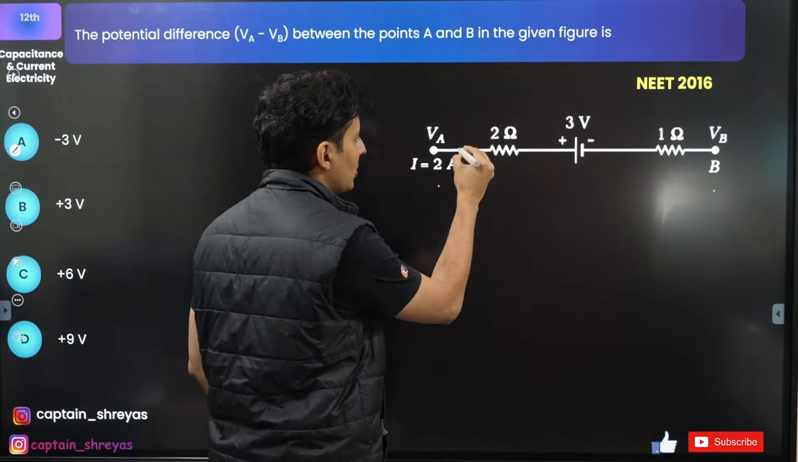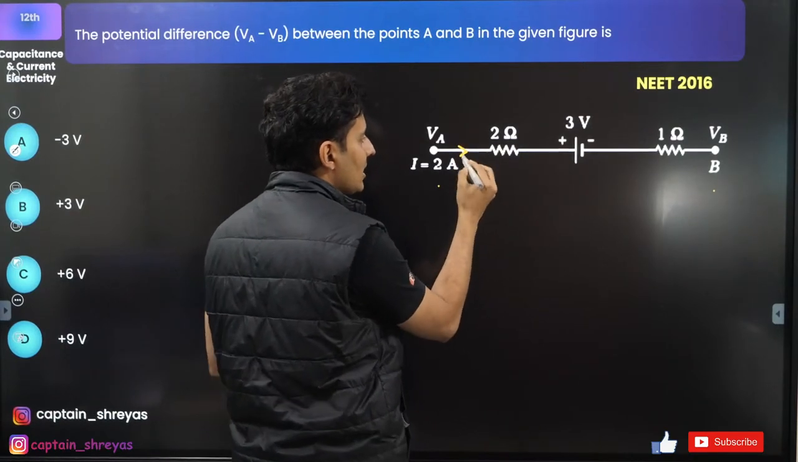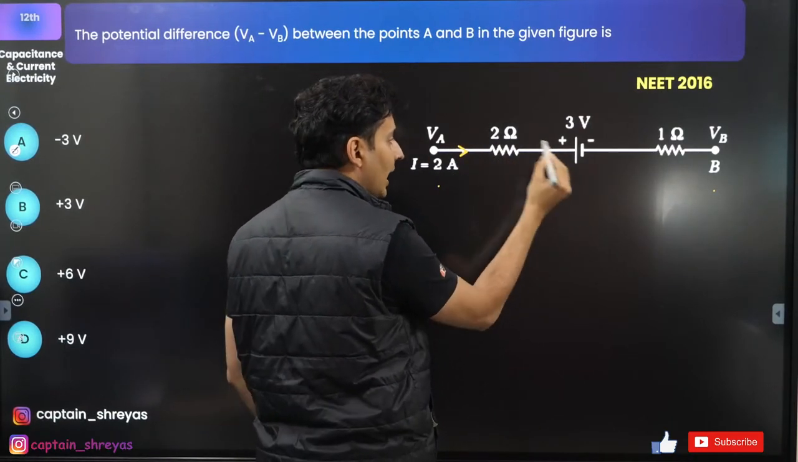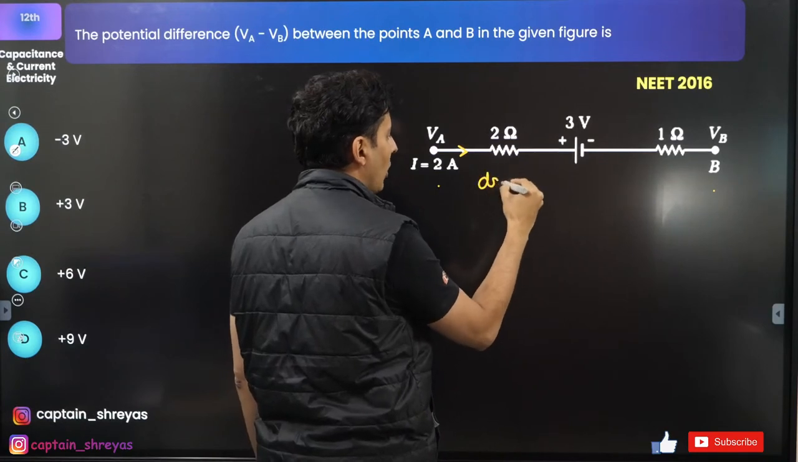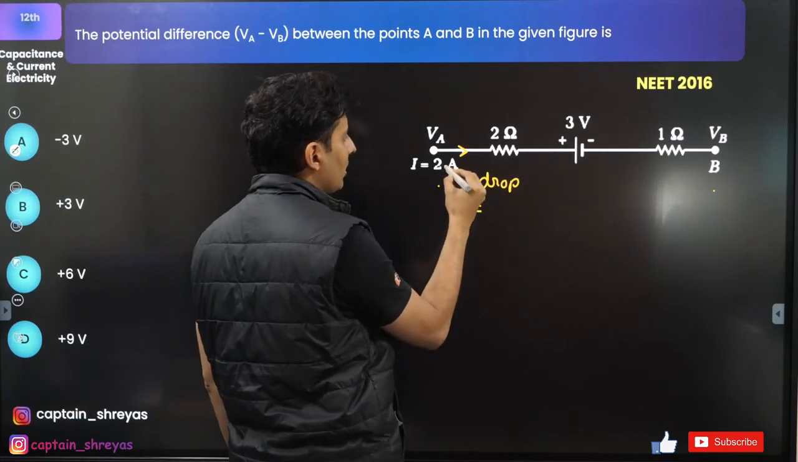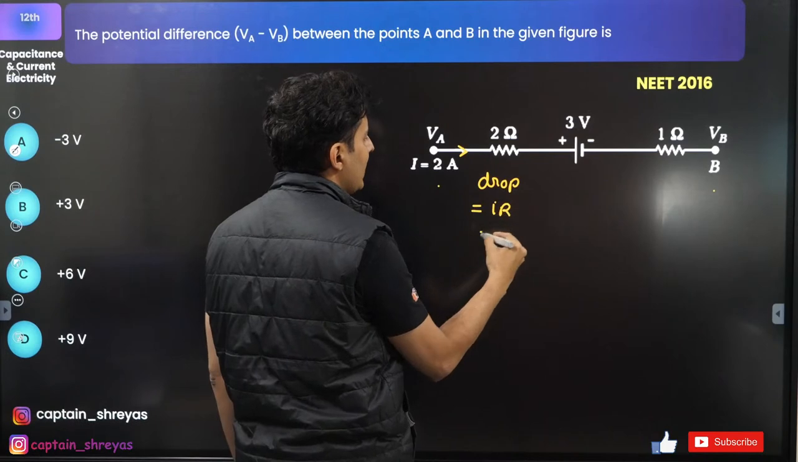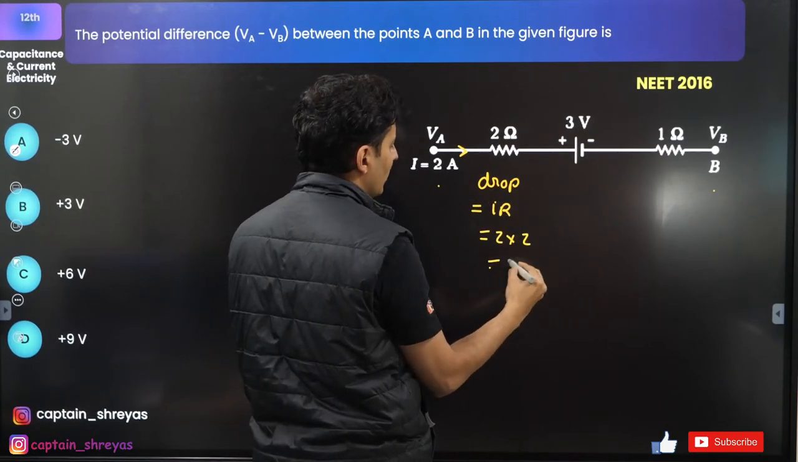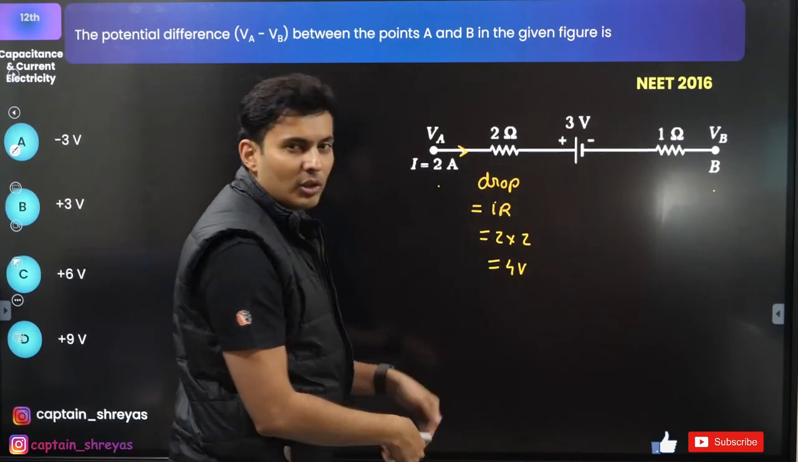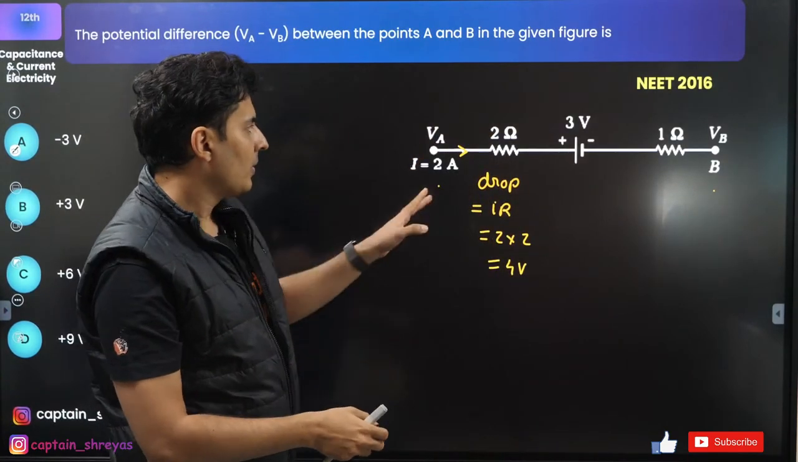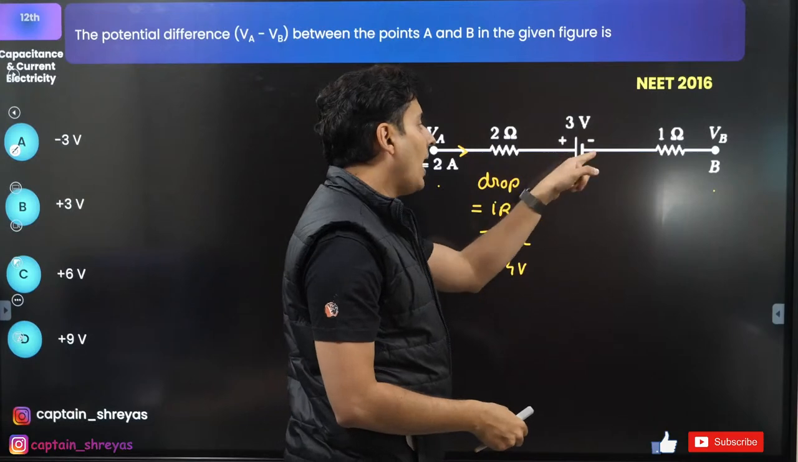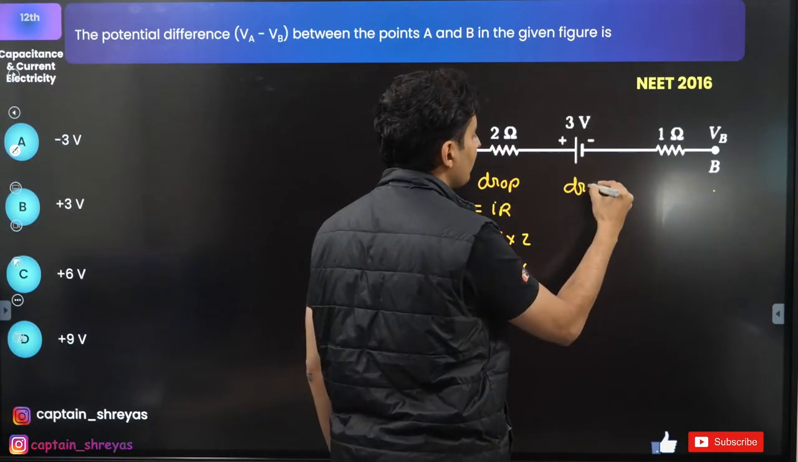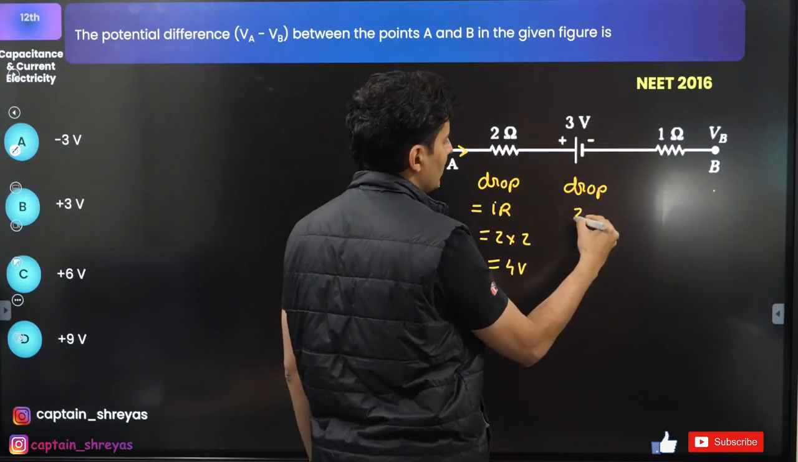If you visualize, the current is going like this. Current goes from high to low. High to low. So basically there will be a drop. How much will be the drop? IR. What is I? I is basically 2. R is basically 2, so it will be 4 volts decrease, drop, that is understood. Okay. Here, I am going from high to low, again there is a drop. How much drop? 3 volts.